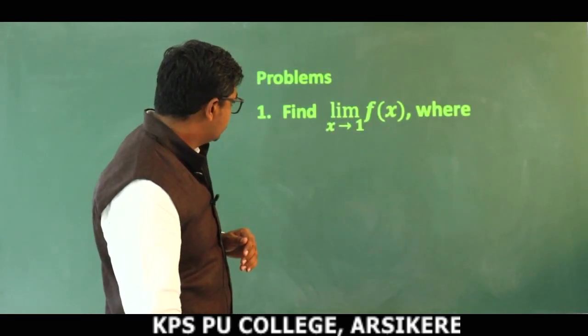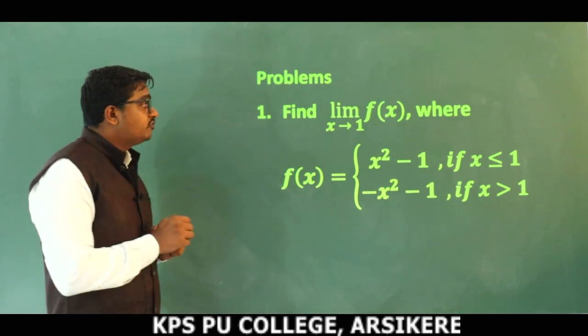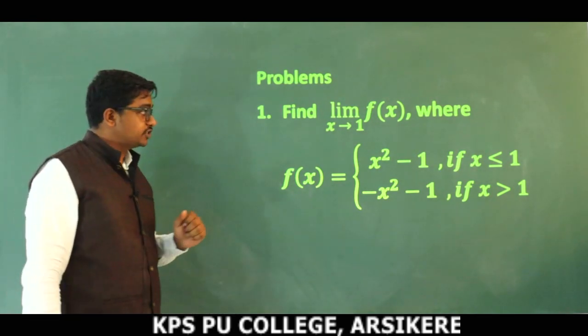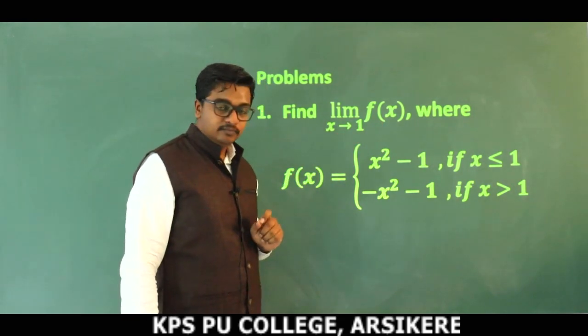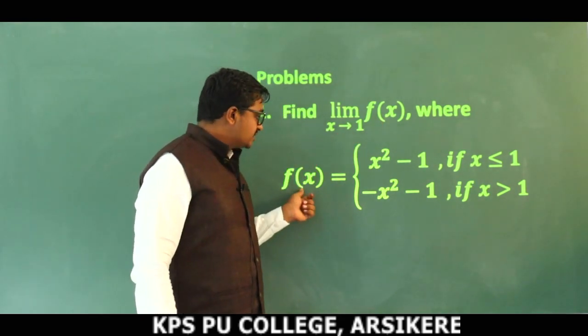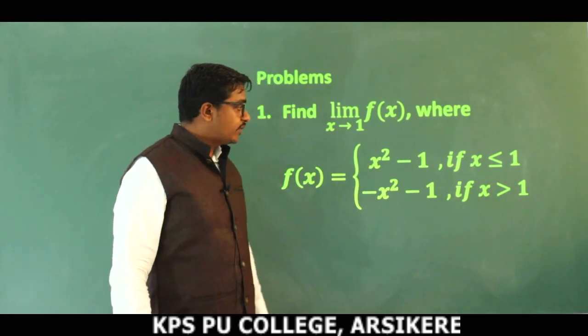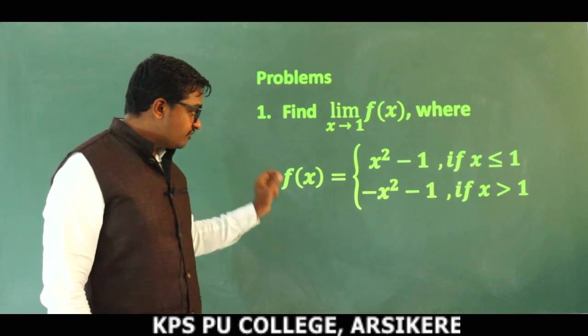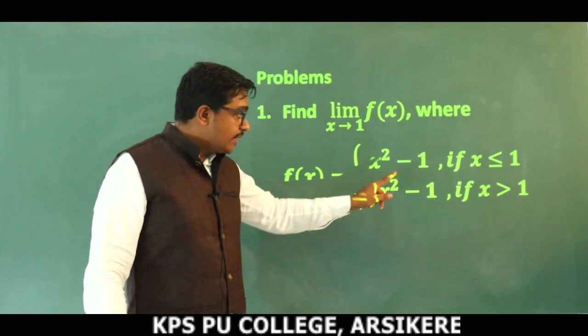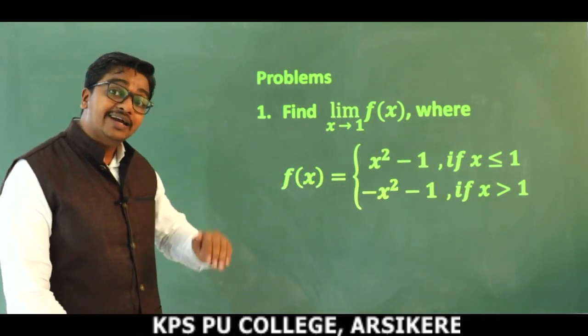I'll go with the first problem. Problem number 1. Here we have to find the limit of the function f of x when x approaches 1, where f of x is equal to x square minus 1 if x is less than or equal to 1, and that function becomes minus x square minus 1 when x is greater than 1.